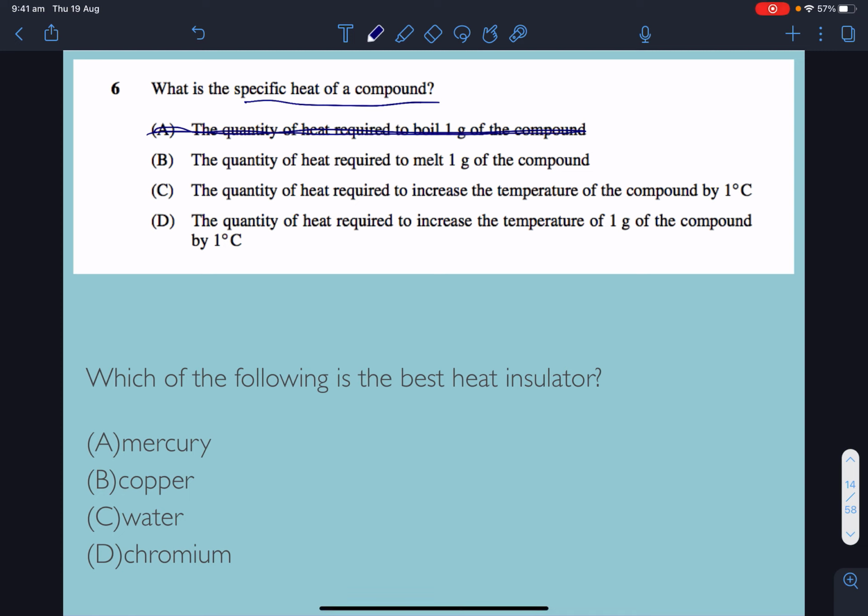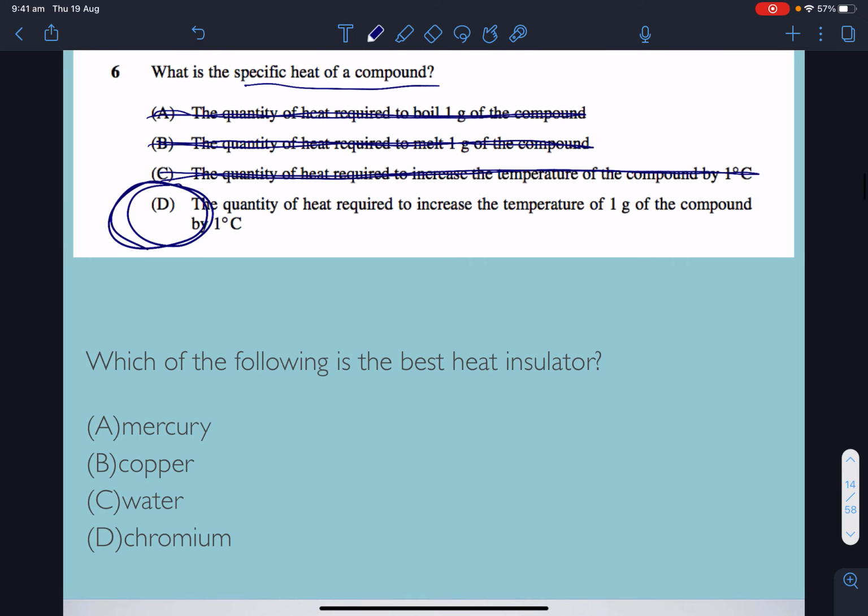The quantity of heat required to melt. No, we're not talking about a change in state as well. The quantity of heat required to increase the temperature of the compound by 1 degree Celsius. Yeah, kind of, but it's missing something, okay? The quantity of heat required to increase the temperature of 1 gram of the compound by 1 degree Celsius. D is taking into account the amount of the substance. So C was wrong because it doesn't take into account the amount. D is the right answer because it takes into account the mass and the change in temperature.